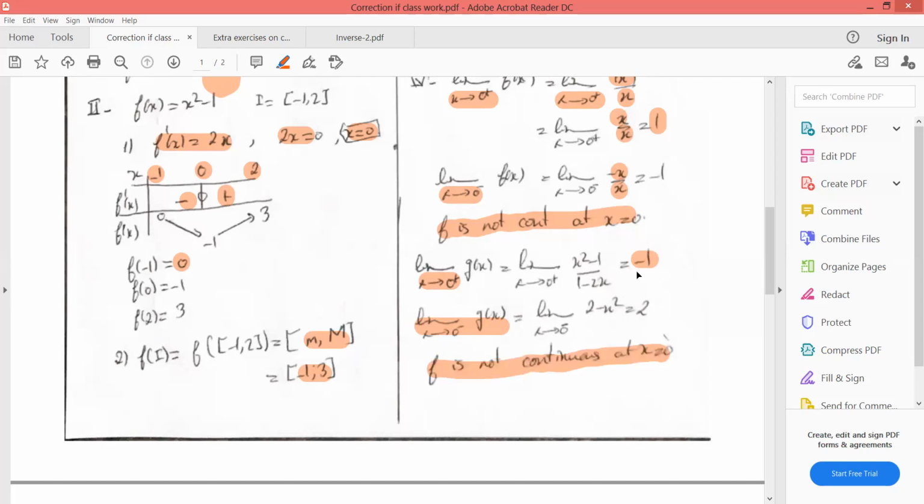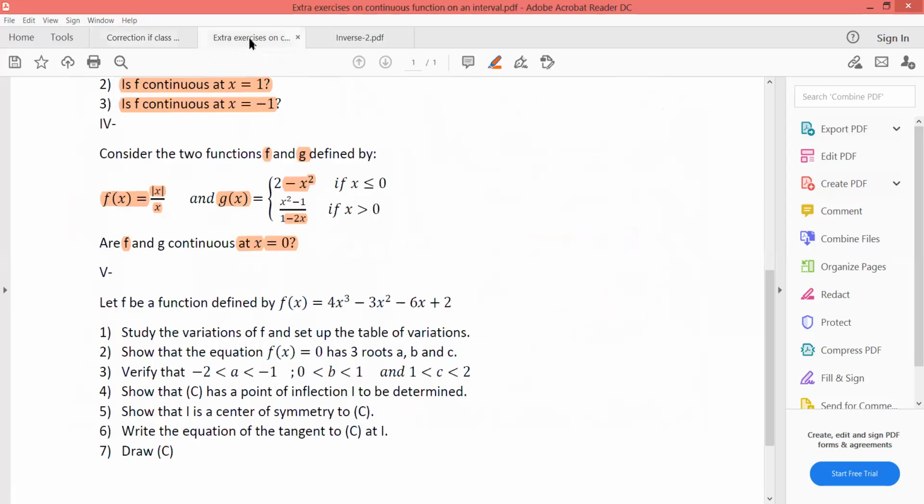If they are the same, what do we have to find? At x equals 0, we have to determine f of 0 or g of 0. If g of 0 equals these two limits, then it will be continuous. From where do we get g of 0? If we need to calculate g of 0, from which equation? 2 minus x squared. Okay.